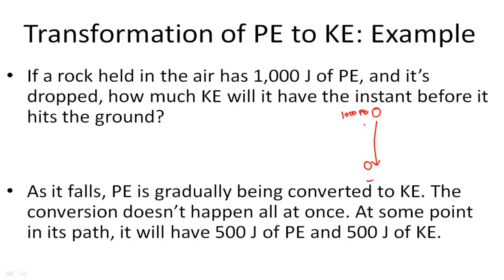And right here, if the ground is right here, that instant before it hits the ground, it has 1,000 joules of kinetic. As it falls, it's gradually being converted. And it doesn't happen all at once. So about right here, halfway through, it's going to have 500 joules of kinetic and 500 joules of potential as it's going through the process.